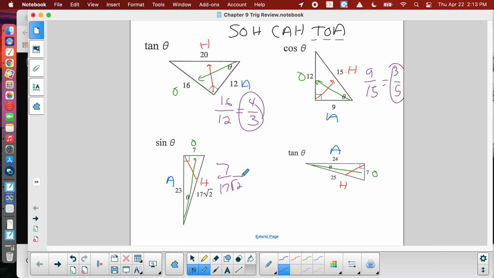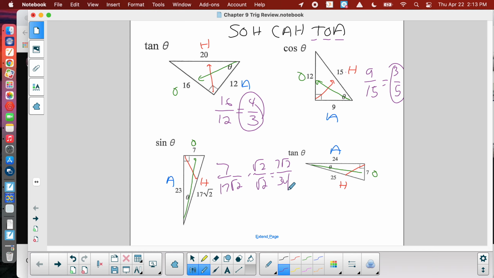If you get stuck on something like that on the test, leave your answer as 7 over 17 root 2. If you just gave me the right ratio but didn't simplify it, you're going to get most of the points. You're just not going to get that last little half point for simplifying. Or if you know how to simplify it, that's fine. Just multiply by root 2 over root 2. That's 7 root 2 over 34. Like I say, most of you put 7 over 17 root 2 in your calculator, and then you hit the equal sign. It'll do it for you.